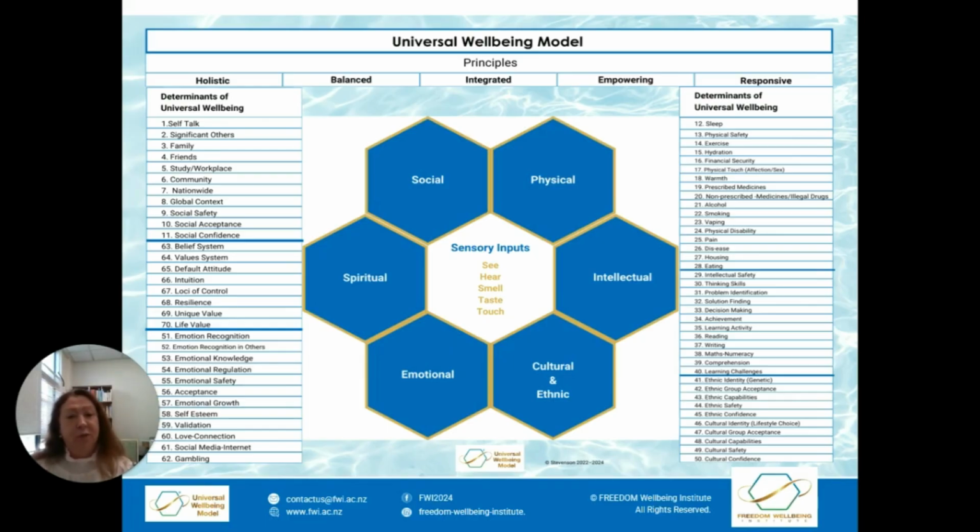But you can see here the 4 components: the sensory inputs in the centre, the behavioural dimensions through which these behaviours manifest, and then the specific determinants of universal wellbeing that link to each of these dimensions. Overarching everything are our principles: being holistic, balanced, integrated, empowering and responsive. So it's really important for us to understand that the Universal Wellbeing Evaluation Tool I'm now going to talk about is based upon and underpinned by this model and the research that led to its emergence.